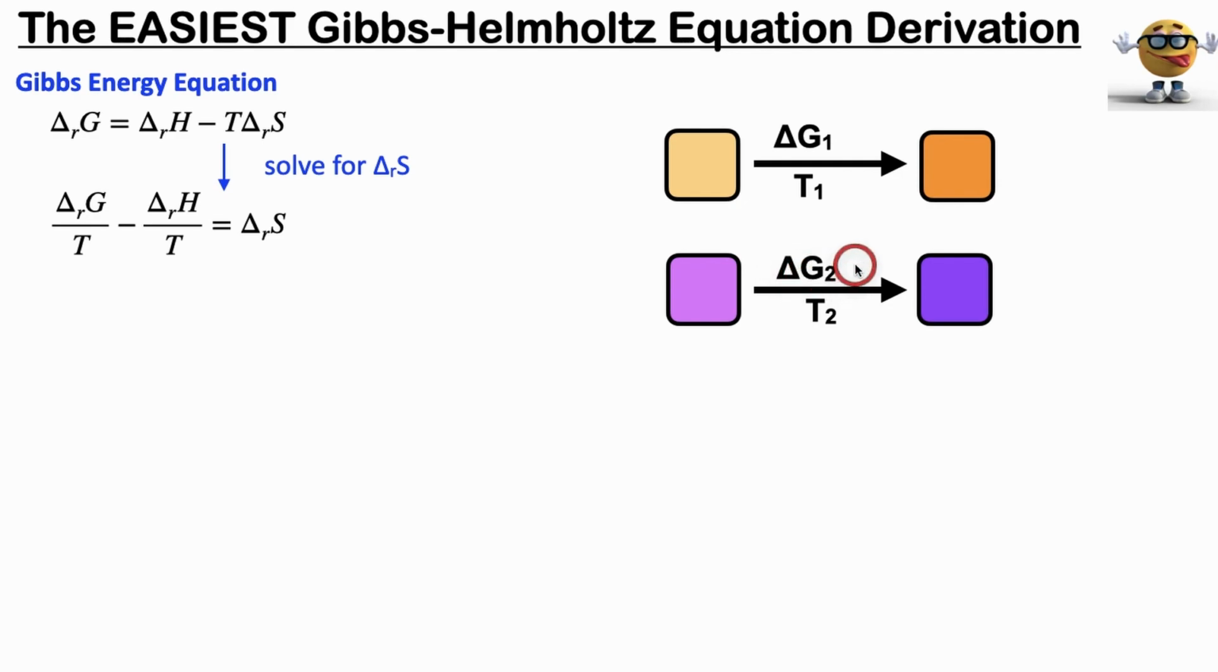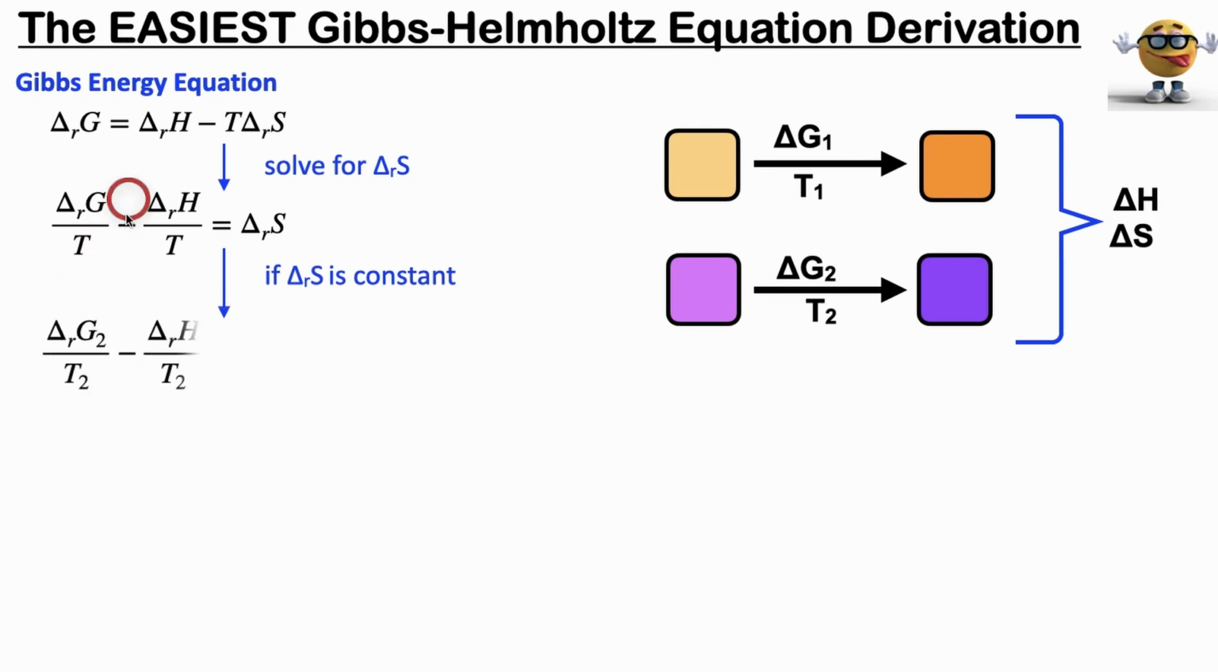But what we're going to assume is that the change in enthalpy and change in entropy are constant. So it doesn't matter what temperature we do the process at, delta S will be the same and delta H will be the same. That's our assumption. So if we make that assumption, then the stuff on the left-hand side here is equal to a constant, equal to delta S. And it's going to be equal to the same thing if we were to do it at a different temperature, because they both equal delta S. And this, my friends, is the Gibbs-Helmholtz equation.